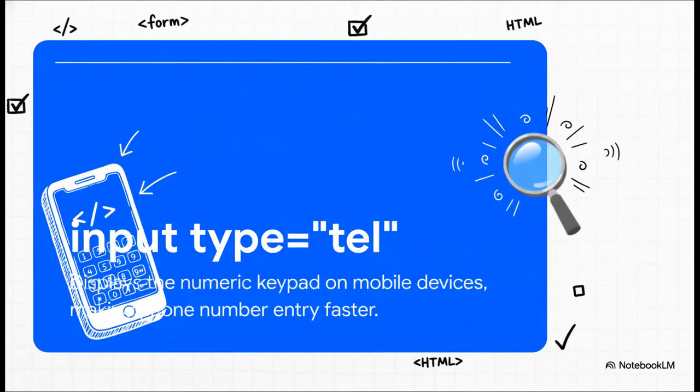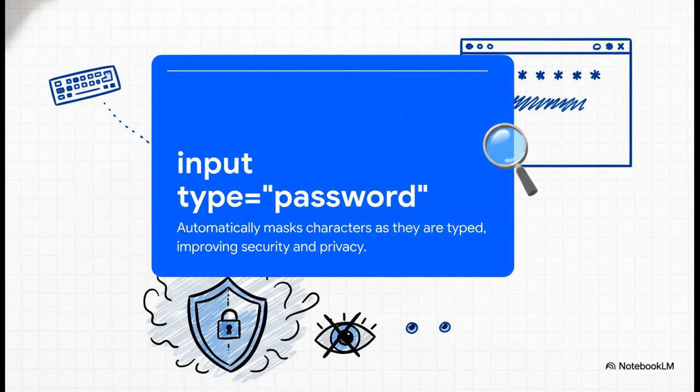And it's the exact same deal with type equals tel for telephone numbers. Boom. The numeric keypad just pops up on mobile. You are literally removing friction and making it faster and easier for people to fill out your form. It's a total no-brainer. And of course, type equals password. The browser already knows the drill. It automatically hides the characters as you type them. It's a basic security feature that you get completely for free just by using the right tag.